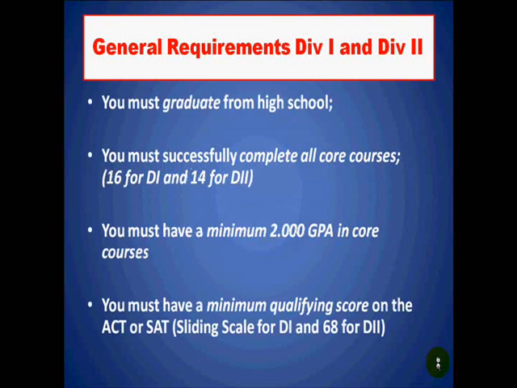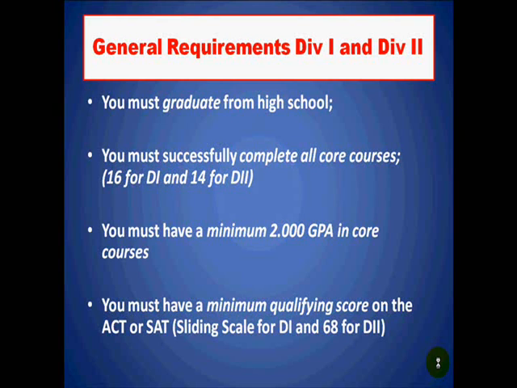These are your general requirements for Division I and Division II. First off, you must graduate from high school. You must successfully complete all core courses. You need 16 to be able to compete at the Division I level, 14 for the Division II level. For both levels, you must have a minimum 2.0 GPA in your core courses. Okay, that does not include all your electives. It's just in your core courses.